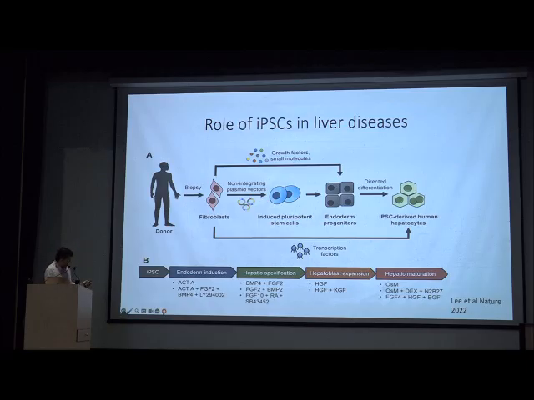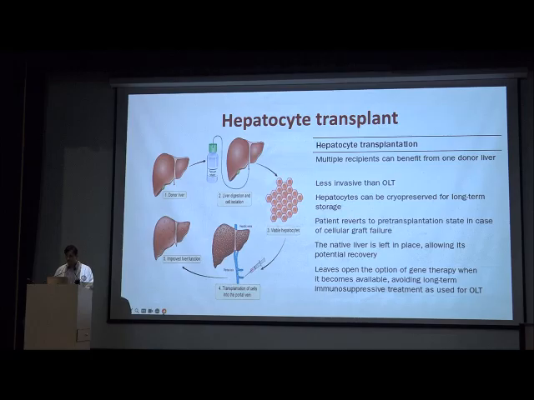So what you can see here very clearly is that there is a whole process of endodermal induction, hepatic specification and hepatic maturation. This is also called the epithelial mesenchymal transformation, known as the EMT. And all of these then make iPSC-derived human hepatocytes. Now, why this is important is because we are coming to our next topic, which is hepatocyte transplant.